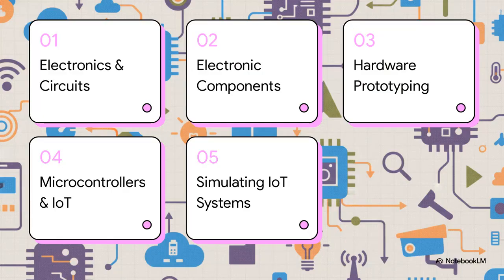All right, so here's our blueprint for today. Section 1 is electronics and circuit basics. Section 2, understanding electronic components. Section 3 covers the hardware prototyping journey. Section 4 is all about microcontrollers, sensors, and actuators. And finally, Section 5, simulating IoT systems.